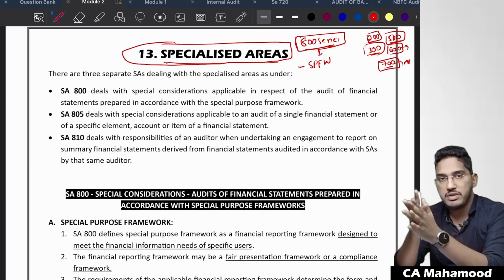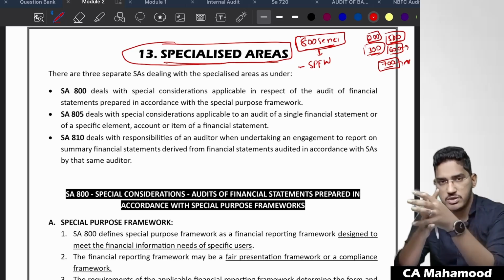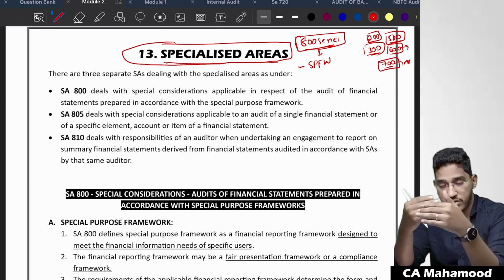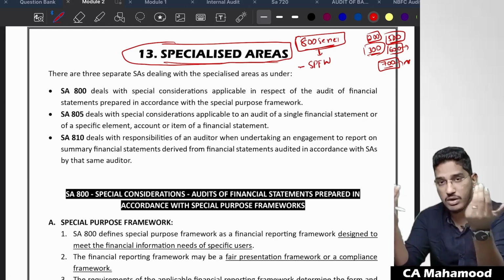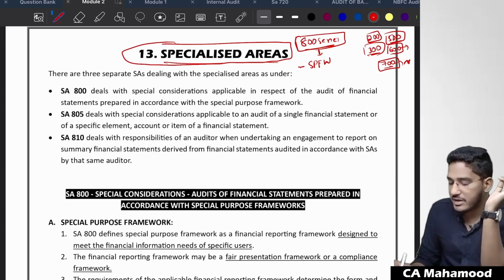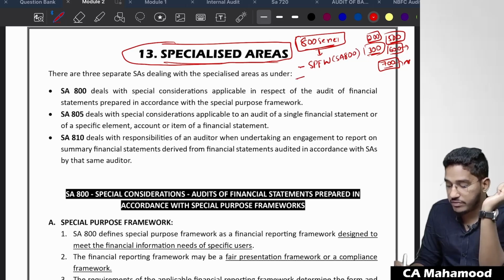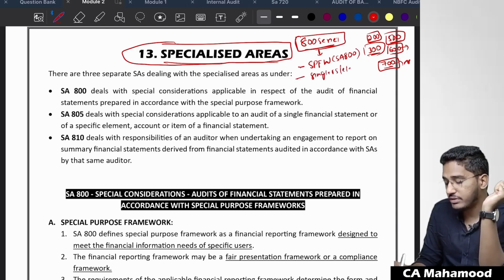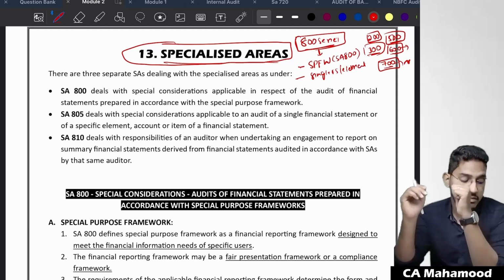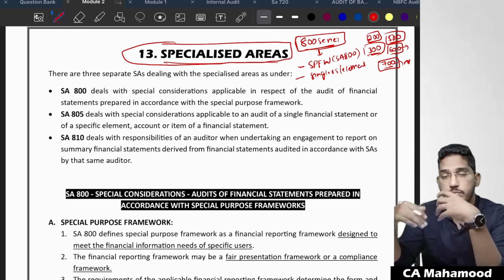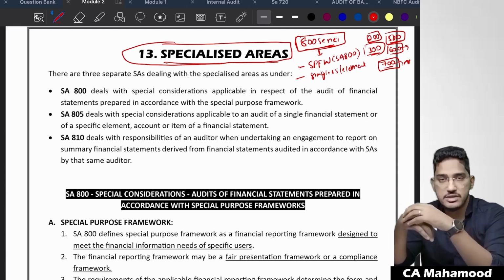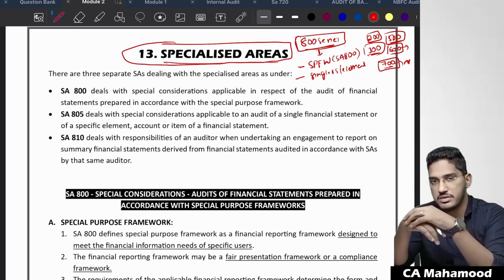Sometimes a client will prepare financial statements as per the special purpose framework and you will be called upon to do the audit. What precautions you have to take, what procedures you have to perform, and how you have to give the audit report, that guidance has been given under SA 800. Similarly, sometimes you will be called upon to audit only a single financial statement or an element of the financial statements.